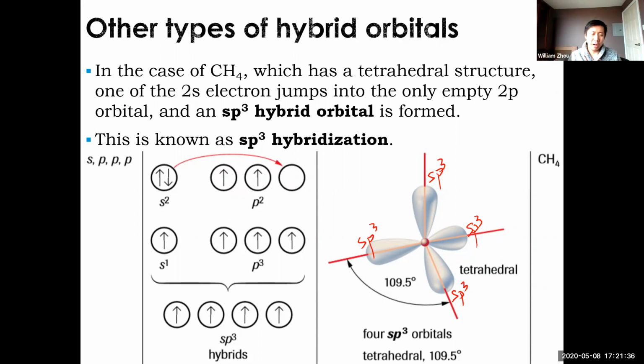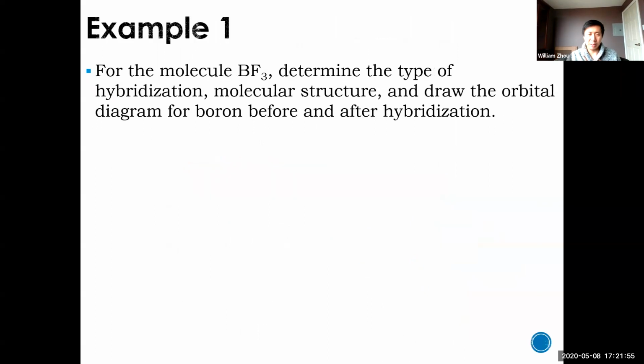So orbital hybridization explains the VSEPR structures. VSEPR structures do accurately predict the shape because hybridization occurs to give you that shape. All right, so let's look at some examples and how we can use that to answer questions.